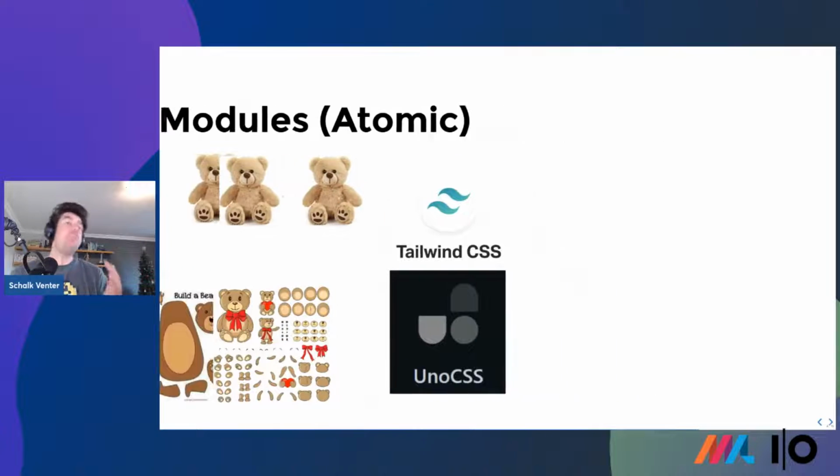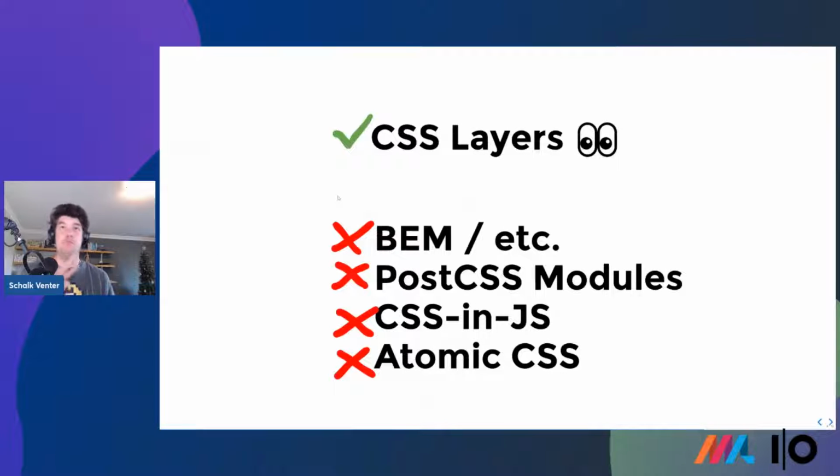All right, cool. So what we've established is that BEM, all those things, are not related to CSS layers. PostCSS modules, not related to CSS layers. CSS in JavaScript, not related to CSS layers. Atomic CSS, not. CSS layers are not going to replace any of these tools. These tools solve a very specific problem, for which we don't have an actual built-in solution as a way to control encapsulation in CSS yet, at the time of this recording.